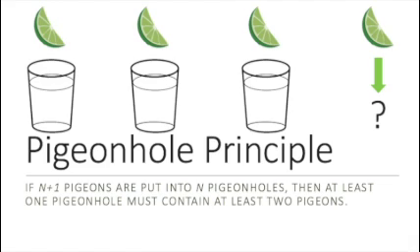If we let n denote an arbitrary natural number, the theorem states that if n plus 1 pigeons are placed into n pigeonholes, then some pigeonhole must contain at least 2 pigeons. If we now consider the specific case when n is equal to 2, then our theorem becomes if 3 pigeons are placed into 2 pigeonholes, then some pigeonhole must contain at least 2 pigeons.